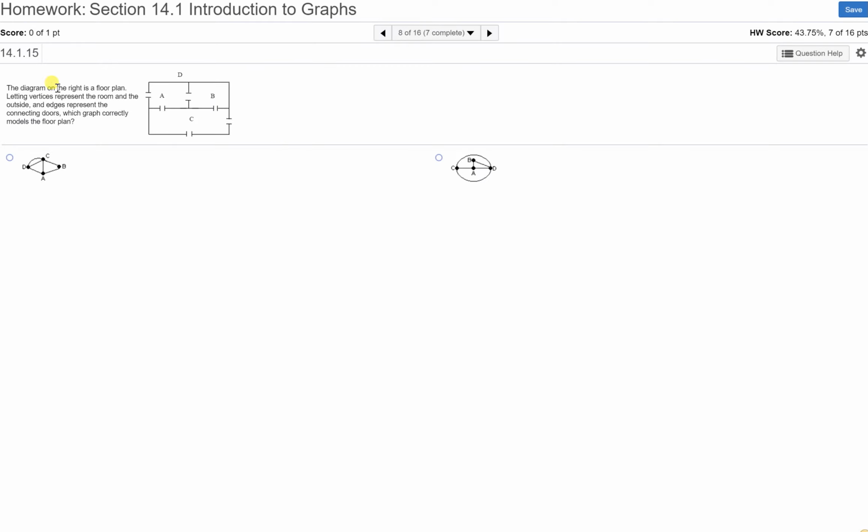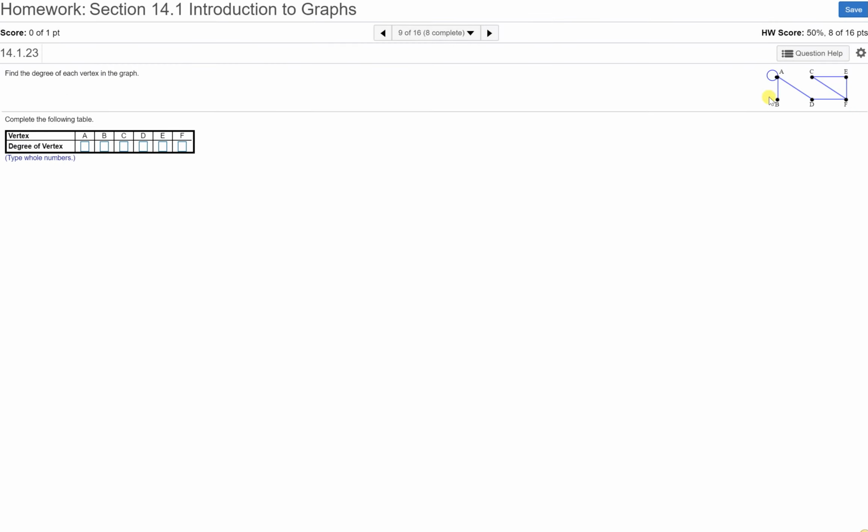Let's see. So here's the floor plan. A goes to B, C, and D. Okay, so they both have A, right? B goes to A, C. Only A and C. It's saying it's D, but B does not go to D. B only goes to A and C, so it has to be this one.